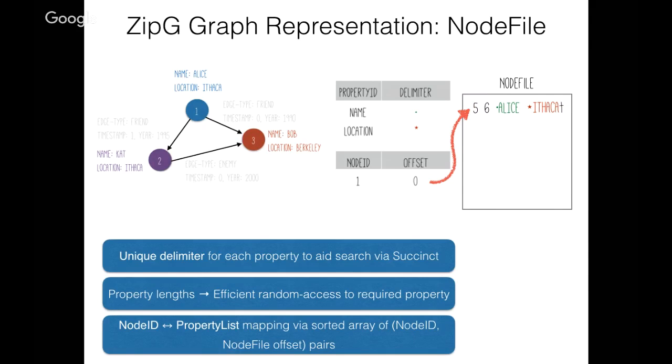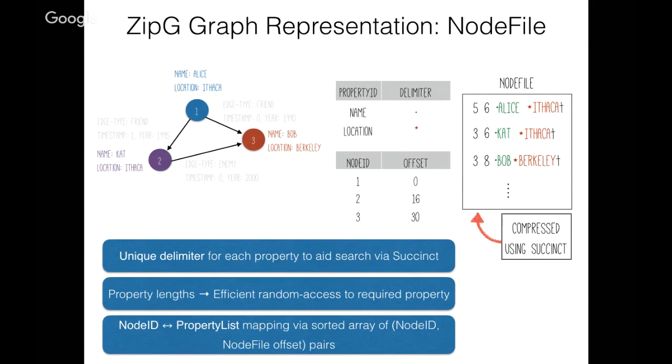ZipG also maintains a bidirectional mapping between the node IDs and the data corresponding to these node IDs by maintaining a sorted list of node ID and node file offset pairs. For example, node ID 1 has offset 0 in the node file in this example. Node ID 2 may have offset 0 in the node file, and so on. And all of these entries are actually stored in a sorted list. And finally, all of this node file, which contains the flat unstructured data corresponding to the node properties, is compressed using Succinct.